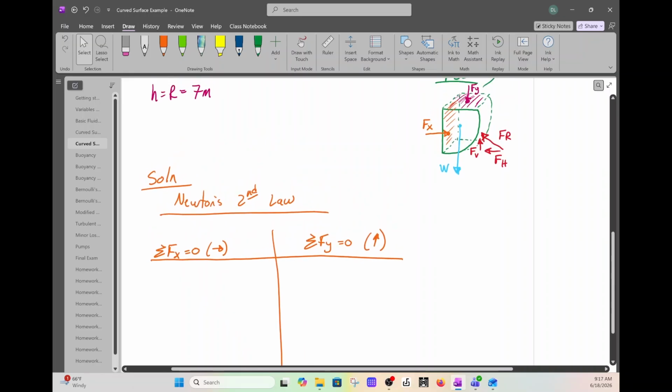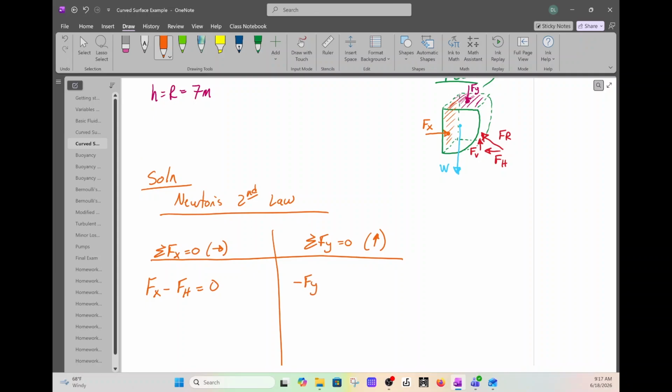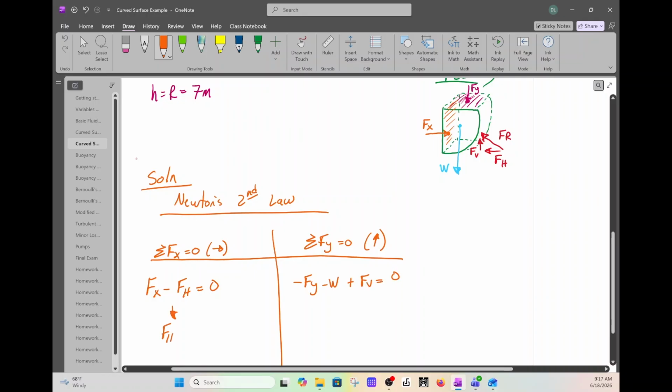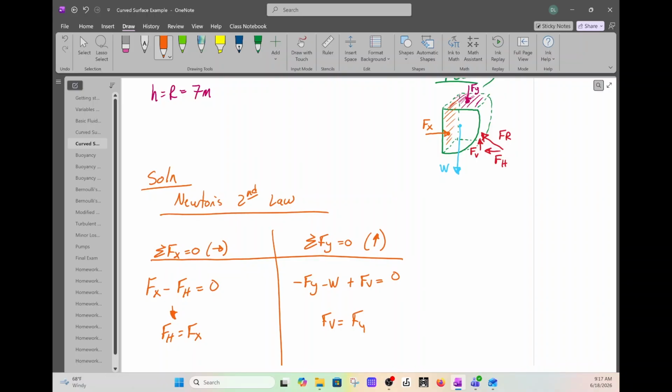So in the x, we have F_x minus F_horizontal equals 0. In the y, we have minus F_y minus W plus F_v equals 0. So the horizontal is equal to F_x, and the vertical would be F_y plus W.